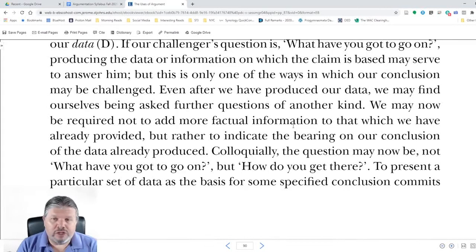Yeah, okay, that's true. But how does it prove your claim? The question is now, how do you get there? So these are two different questions that people can challenge people in arguments on.